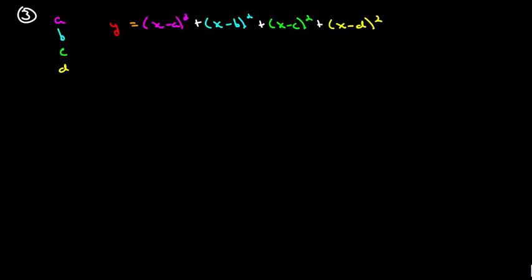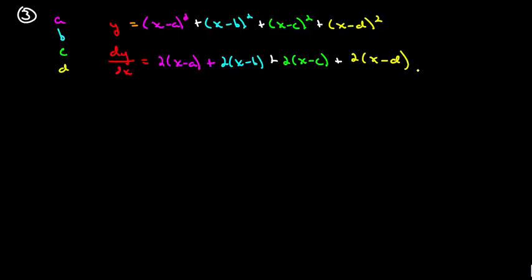Let's work through this one right here. I'm going to take the derivative with respect to x, so I want dy with respect to x. I can do each of these separately. The derivative of this is 2 times x minus a, because the derivative of the inside is just 1 using the chain rule. The derivative of this one is 2 times x minus b. The derivative of this one, you get the pattern, and so this last one is 2 times x minus d, just like that.